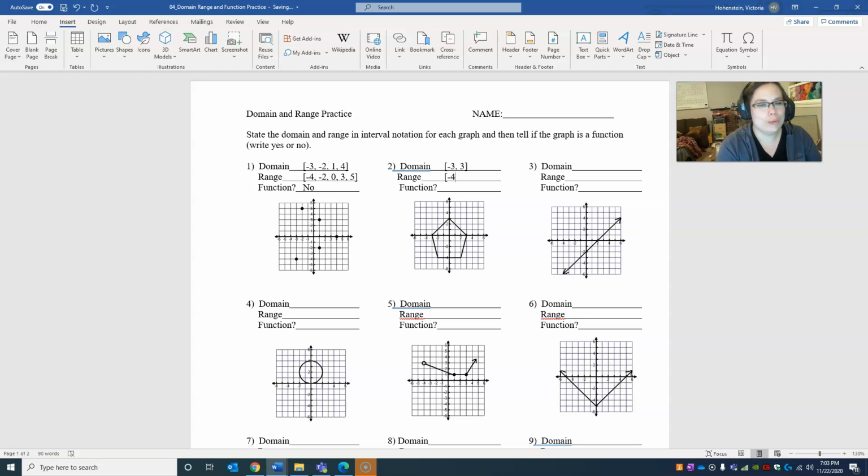Remember, if there's an open point, you would use a parenthesis instead of a bracket. Then the top value here is at 3. So 3 and then end bracket. Is it a function? No, because you can find so many places where a straight line would go through at least 2 points. So is it a function? No.